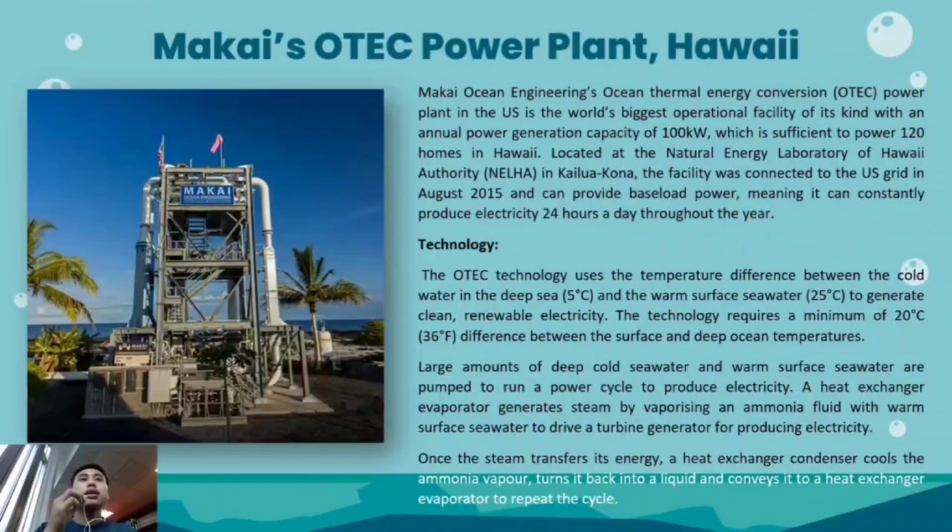For the second design is Makai OTEC power plant in Hawaii. Makai Ocean Engineering Ocean Thermal Energy Conversion Power Plant in the US is the world's biggest operational facility of its kind with an annual power generation capacity of 100 kW. For the technology, the OTEC uses the temperature difference between the cold water in the deep sea, 5 degrees, and the warm surface seawater, 25 degrees, to generate clean and renewable electricity. The large amount of deep cool seawater and the warm surface seawater are pumped to run a power cycle to produce electricity.